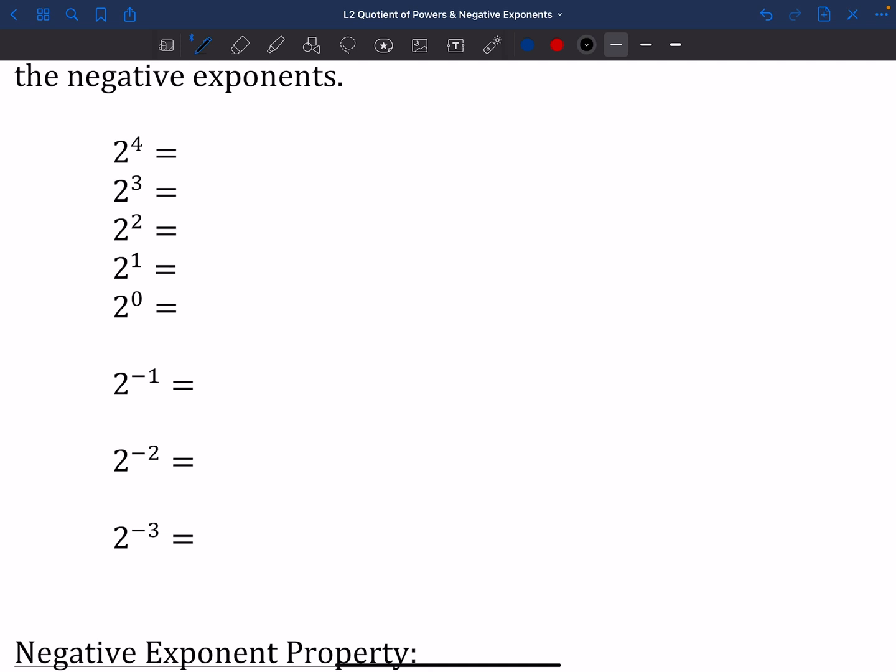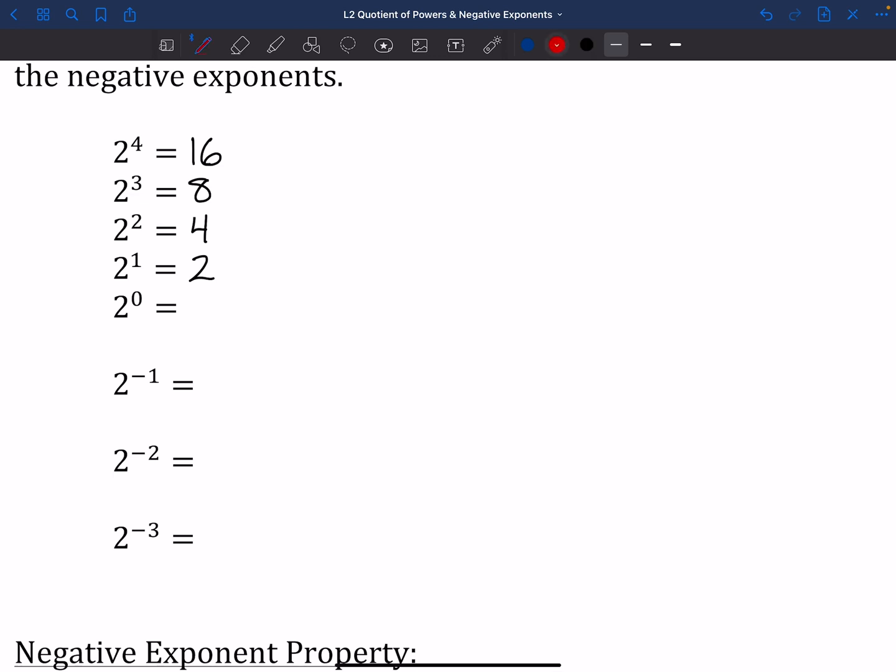If I have 2 to all these powers, let's fill in some of the ones we know. If I have 2 to the 1st power, that's just going to be 2. If I have 2 to the 2nd power, 2 squared is 4 because we multiplied by another 2. 2 to the 3rd is 8. It's 3 2's all multiplied. 2 to the 4th is 16, right? So every time we went up 1, we multiplied by 2.